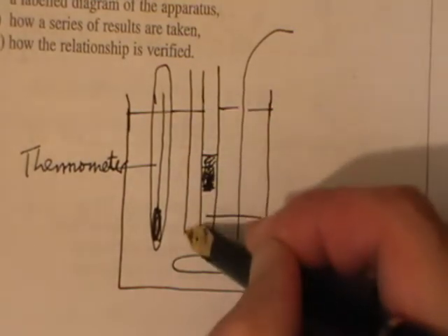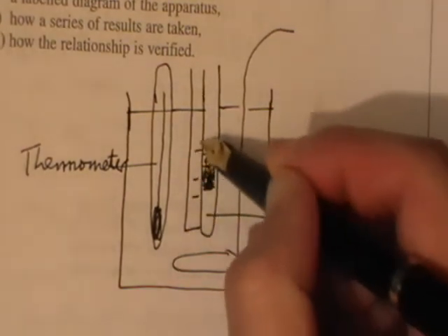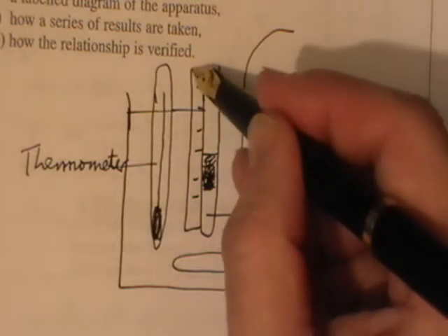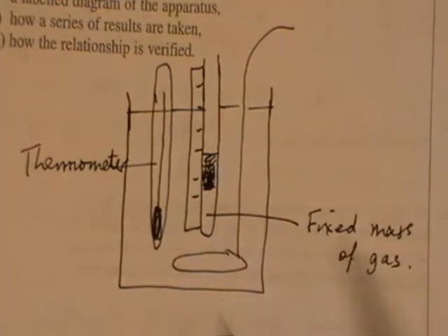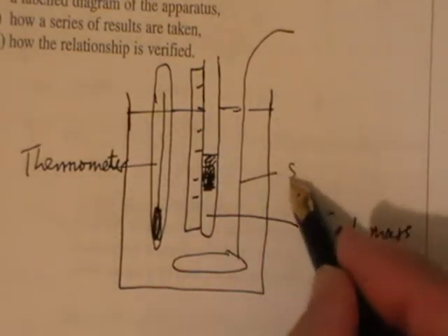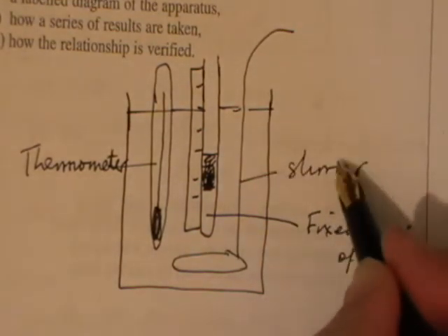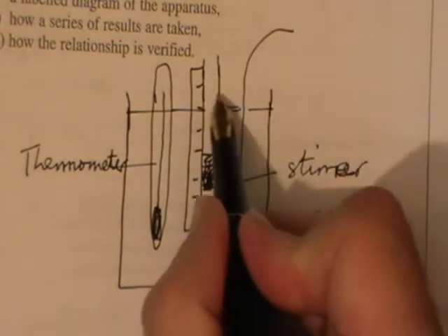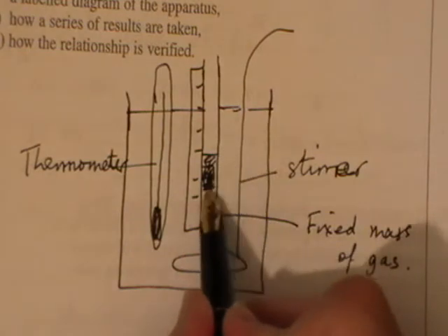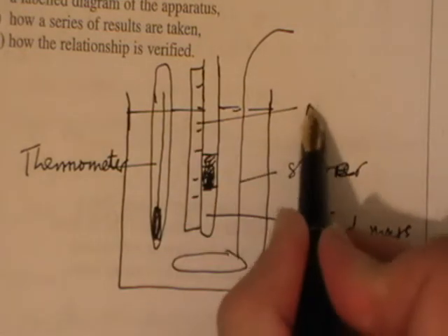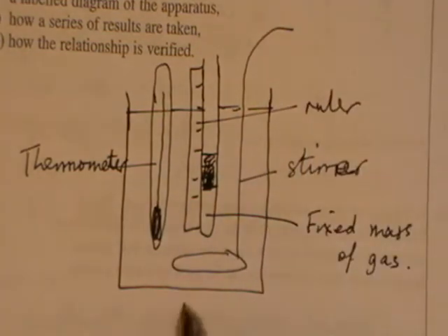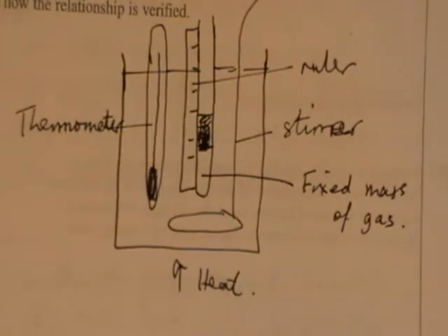Sorry, one thing we need to put in then is our ruler so that we can measure the length of the gas column. Right, so we've got a stirrer, and capillary tube, ruler, and then we're going to heat from below in order to get that.